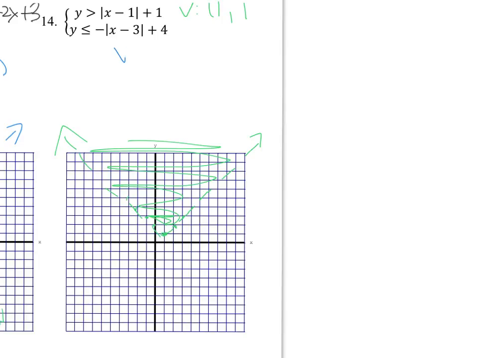Second one, my vertex, we move it to the right 3, up 4. Right 3, up 1, 2, 3, 4. So right here. And again, if I put this into my calculator, these would be the points I would have. And this one is solid. It says y is less than. So it's shading below the graph. So when I'm looking at this, where do they overlap? It would be this little itty bitty guy right here.